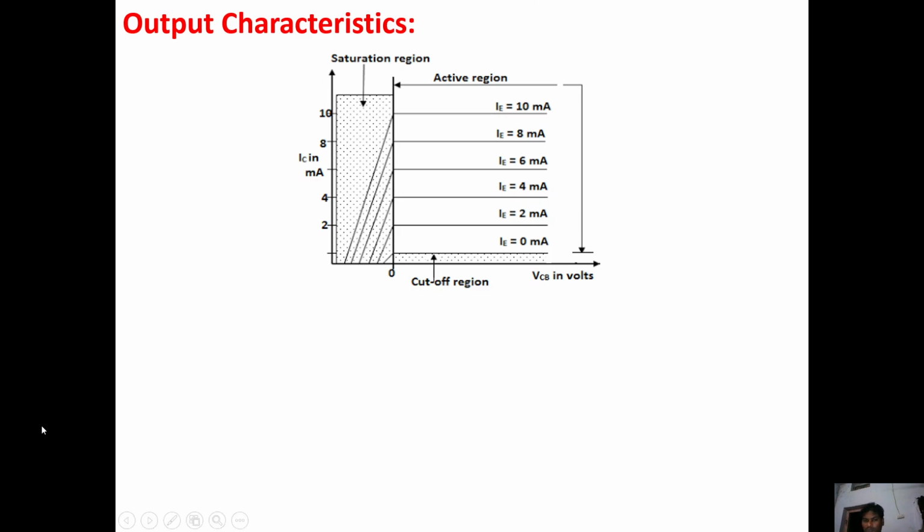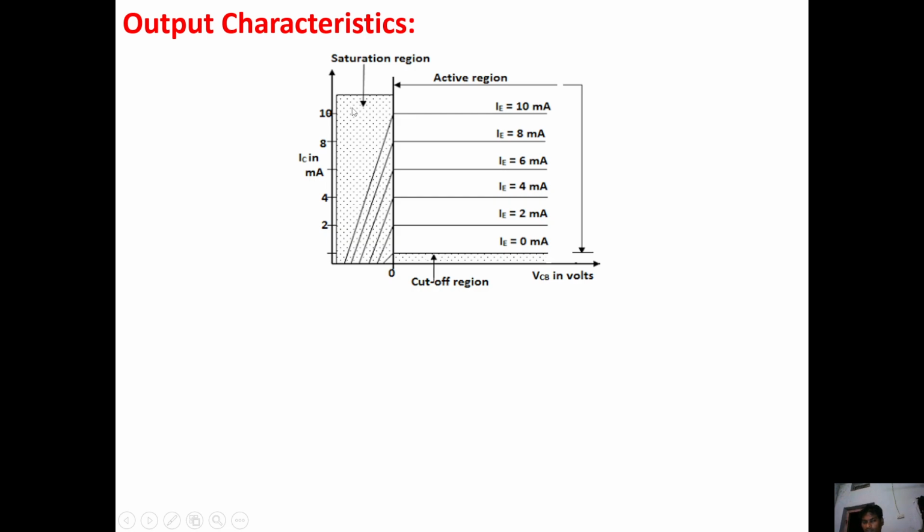Next, we'll see the output characteristics. To determine the output characteristics, the input current should be kept constant. Keep input current constant, then vary the output voltage VCB and note down the corresponding output current IC. Repeat the procedure for different values of input. The output characteristics are divided into three regions: cutoff region, active region, and saturation region.